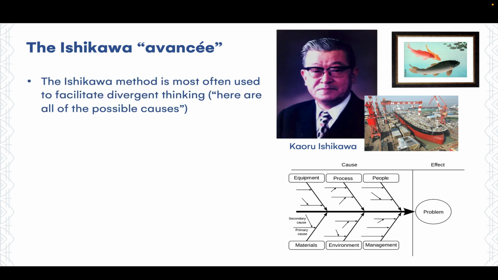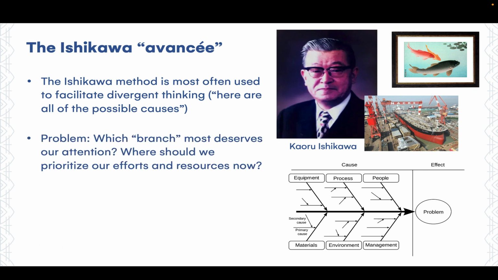Why do we call it avancée? Because the Ishikawa method in its standard form is most often used to facilitate divergent thinking, right? Again, we are biased naturally towards consensus, converging quickly on a familiar solution, recency bias, what worked last time. And so to mitigate some of these potential biases, the Ishikawa method nudges you to go step by step through a range of potential causes of the problem. So that's its core value added from a collective intelligence standpoint.